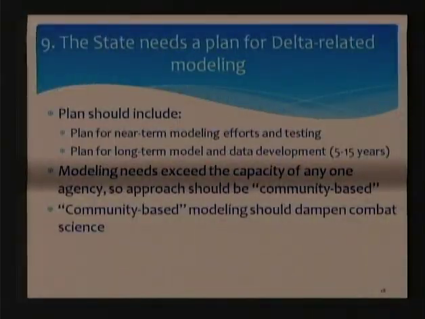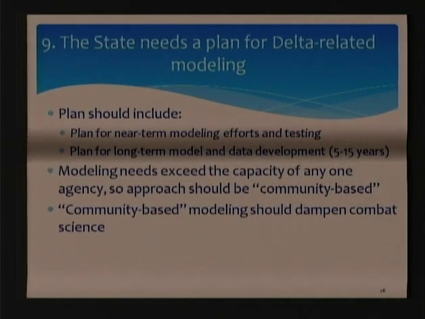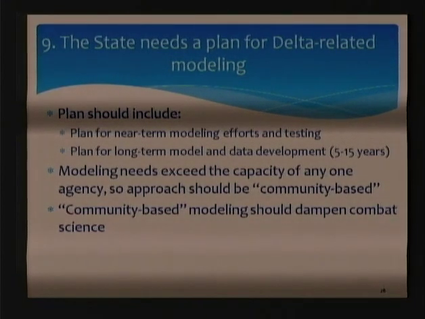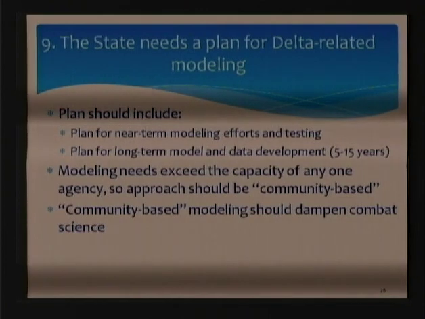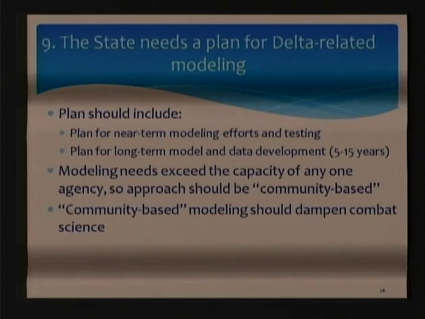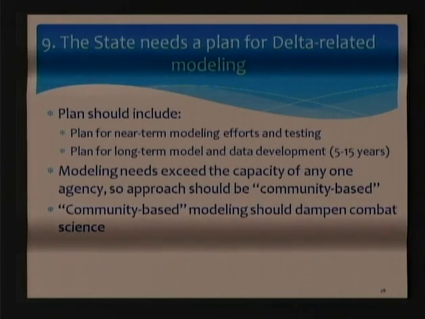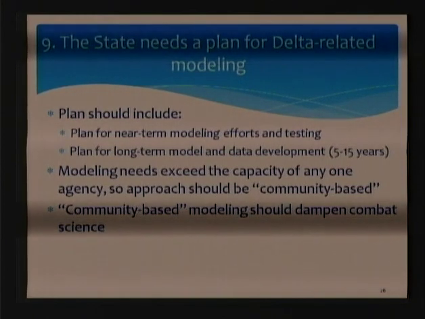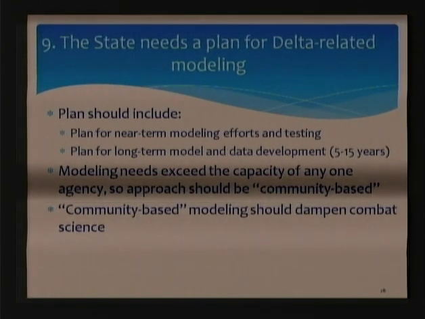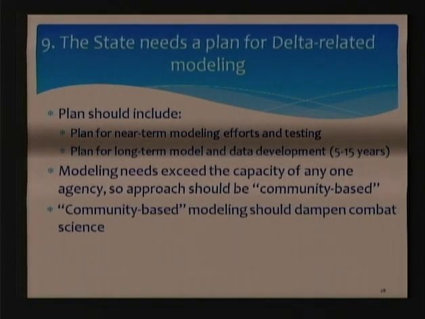Number 9, the state needs to plan for Delta-related modeling. Basically, every agency has its own technical, well, I'm not sure they do have technical plans quite often. Often different parts of the same agency seem to have different technical plans. This is a very big problem that the state's going to have for a very long time. The state should have a plan for how to organize this problem and how to go after it from a technical perspective. The state needs a plan that will have both near-term modeling efforts and testing, and a longer-term, sort of 5 to 15-year plan for developing and testing models and data.